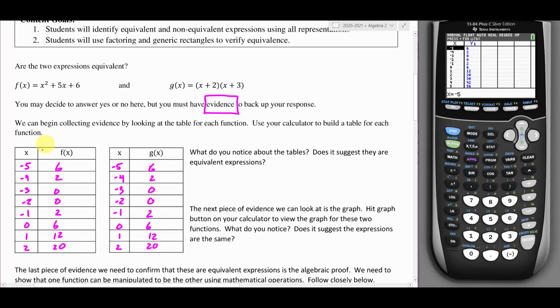And so when I look at my two tables, this one for f of x and this one for g of x, they are in fact identical. So what do you notice about the tables? I would say, well, I notice they are the same.